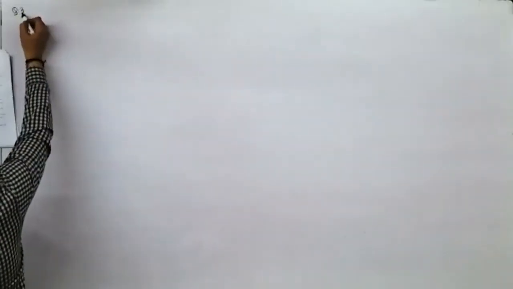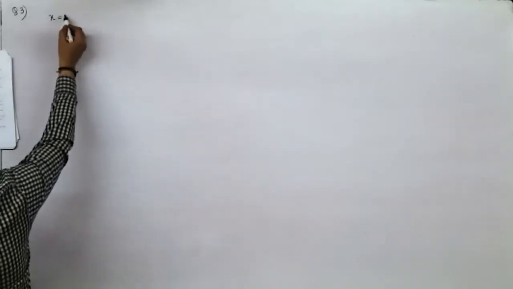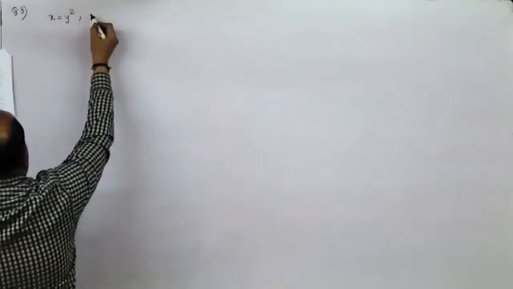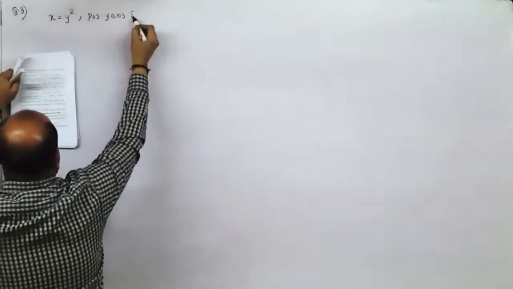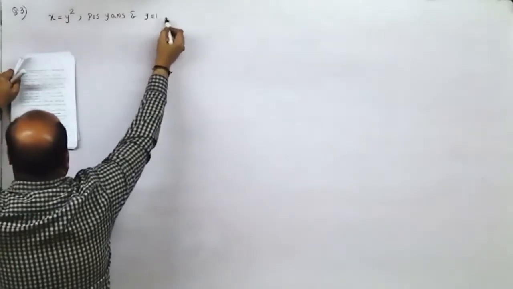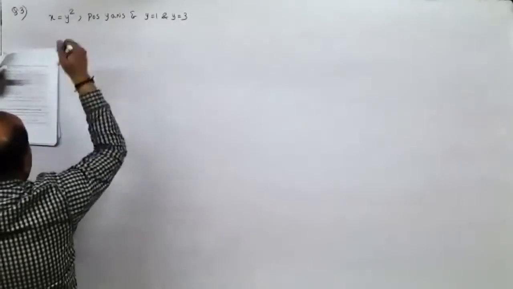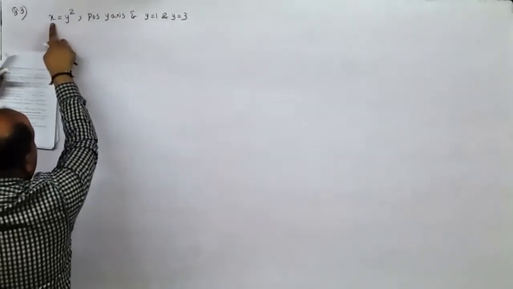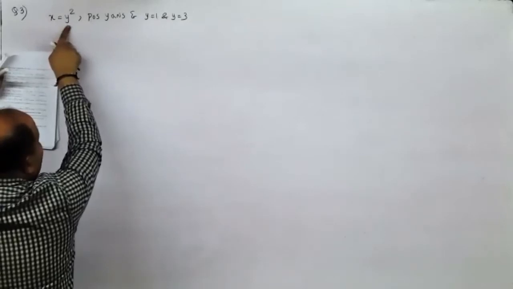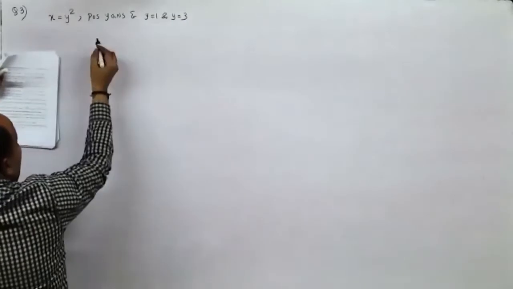Third question. Area of the region bounded by x equal to y square, positive y-axis, and lines y equal to 1 and y equal to 3. So x equal to y square. Now this is a parabola. How do you know this is a parabola? Because you have only one variable in terms of square. When only one variable is square, it is a parabola.